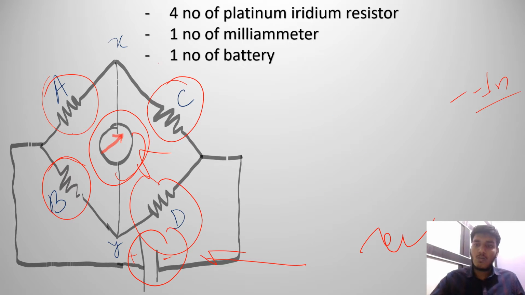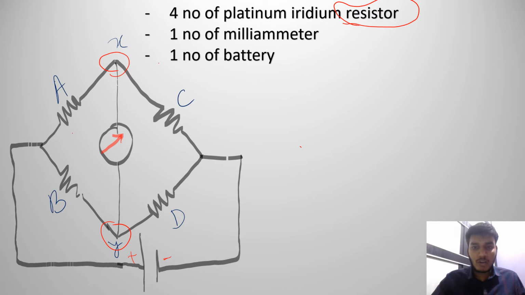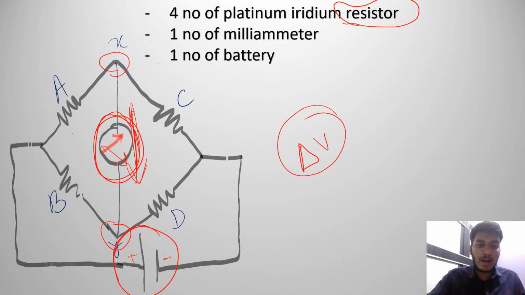Now let us discuss the purpose of providing these things. In order to provide the resistors, our main purpose is to create an imbalance current between these 2 points so that a potential difference delta V will be created and an imbalance current will flow through this particular wire, which will be measured by this milliammeter by showing deflections. And from where will that current come? That current will come from the battery which is connected to the circuit. This was all about the parts and function of the Wheatstone bridge.